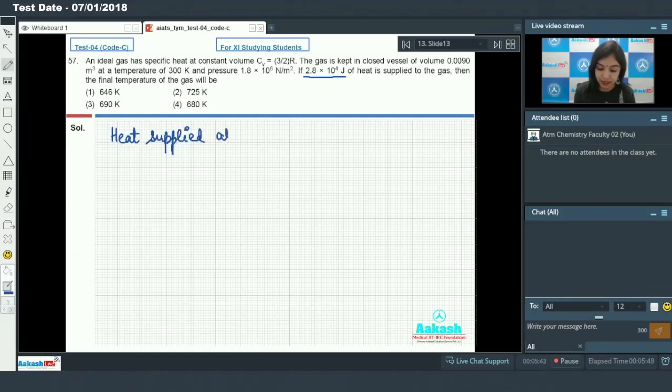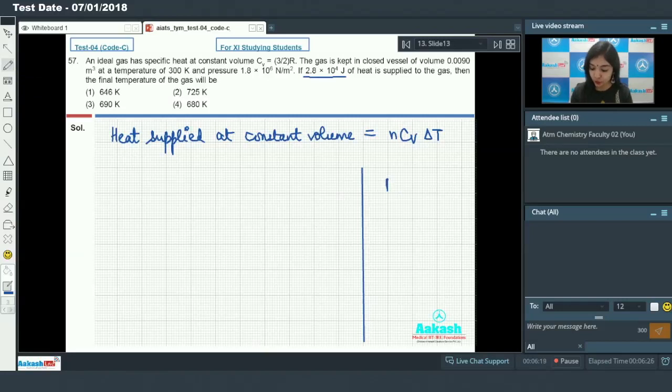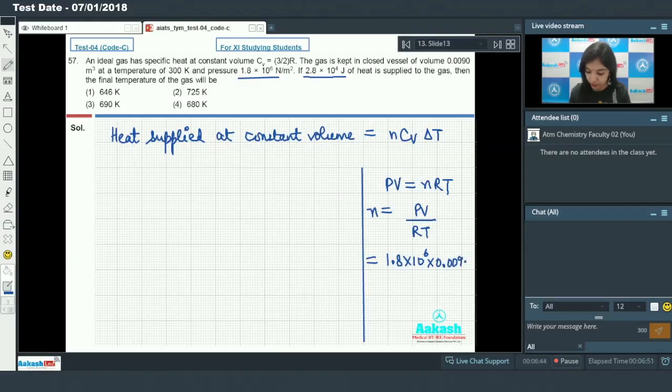which is equal to n Cv delta T, where n is the moles of the ideal gas. Okay? So now first you have to calculate the value of n. So you have been given an ideal gas, so you know the ideal gas equation, PV is equal to nRT. So from here the value of n will be equal to PV by RT. So the value of pressure we have been given is 1.8 into 10 raised to the power 6, and volume we have been given, that is 0.0090, divided by R into T. So the initial temperature is 300 Kelvin.